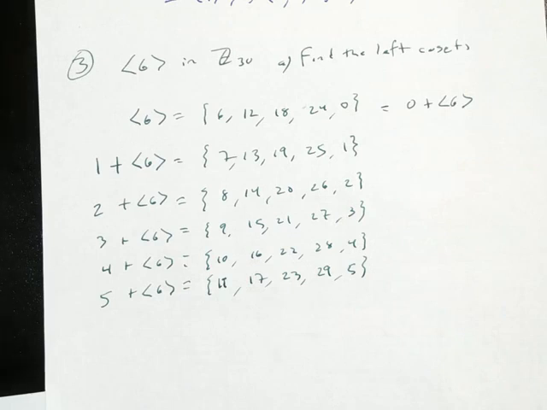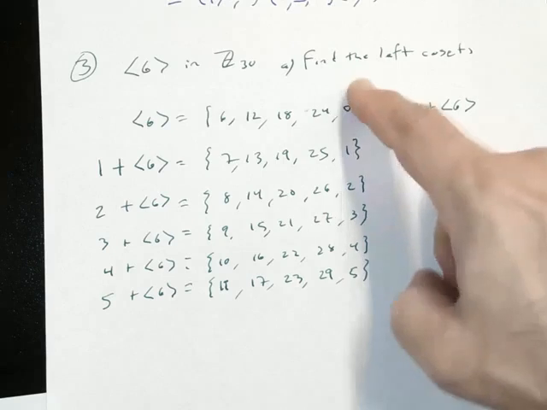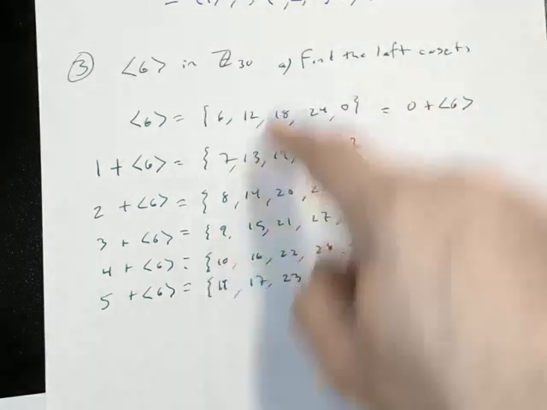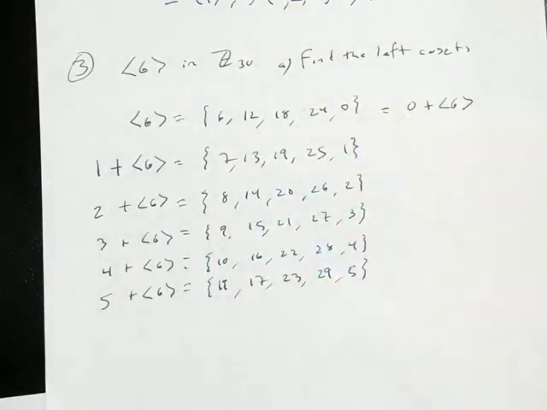Please notice, every element between 0 and 29 appears in exactly one of these sets. We have a partition. These are equivalence classes, the equivalence relation formed by being in the same coset. 0 through 5, 6 through 11, 12 through 17, 18 to 23, 24 to 29. They're all there. Part B says find the right cosets.